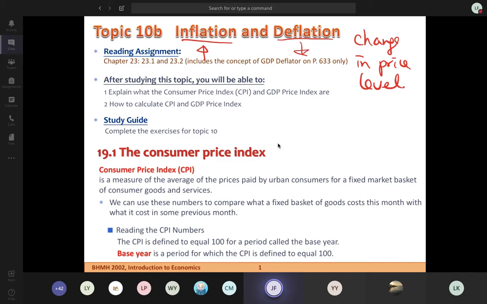Deflation 就係通縮，通縮咧就係嗰個價格嘅水平咧係持續下降。So the focus of this topic is we want to have an observation, okay, have a track on the changes in price level. So one of the ways to do it is we can calculate the consumer price index. Consumer price index 咧就係消費物價指數，消費物價指數。So it is a measure of the average price, okay, paid by the urban consumers for a fixed market basket of consumer goods and services.